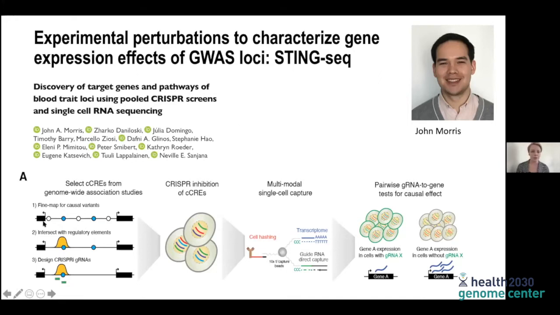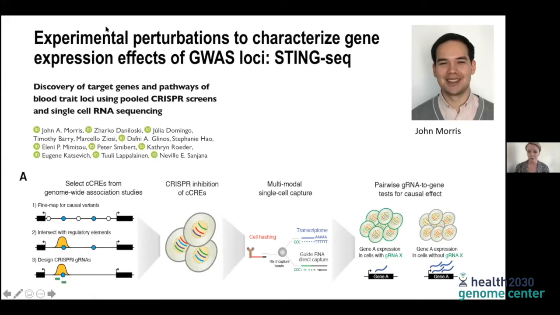So how STING-seq works is that we first do fine mapping of GWAS signals to find putative causal variants. We intersect those with regulatory elements that we get from ENCODE and similar databases to identify candidate cis-regulatory elements. And then we design CRISPRi gRNAs, so CRISPR inhibition gRNAs, to target those loci. We can then do those CRISPR inhibition assays to silence those putative enhancers in a highly pooled, highly multiplexed manner. And then we use multimodal single cell capture to quantify the gRNAs that each cell contains, the transcriptome-wide gene expression profile, and also surface proteins.